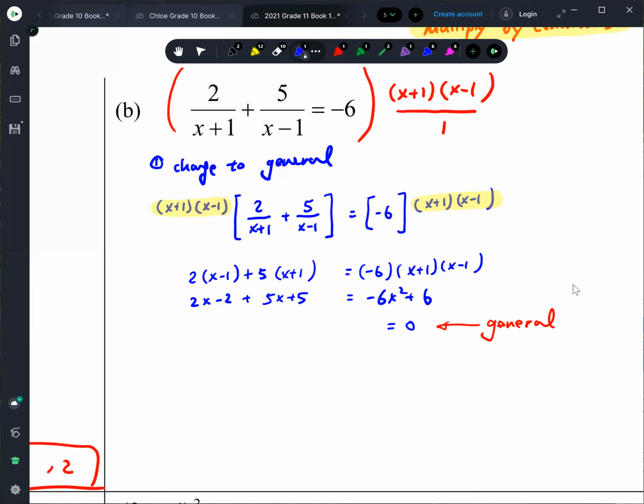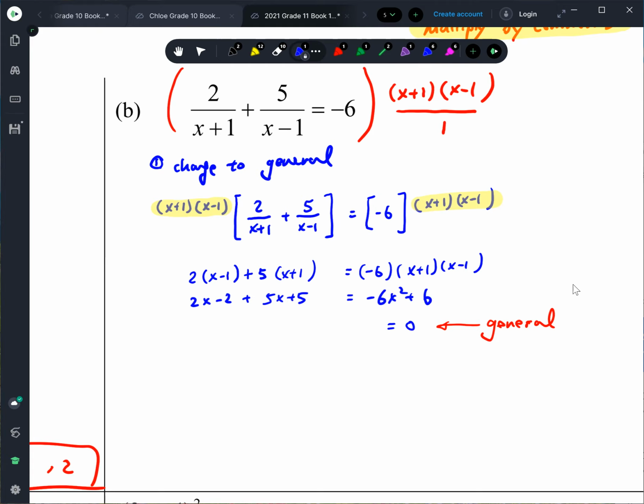Right, and then we move everything to the left side, combine all the like terms. Okay, so Wilson, do you have the general form? No, I don't have it. Okay, then where are you now? I just got to the point where negative 6x squared plus 6.